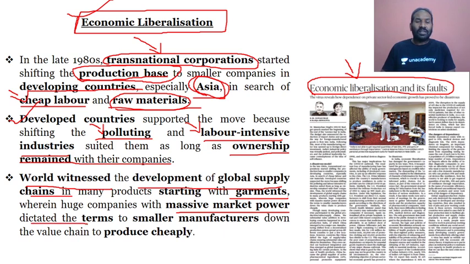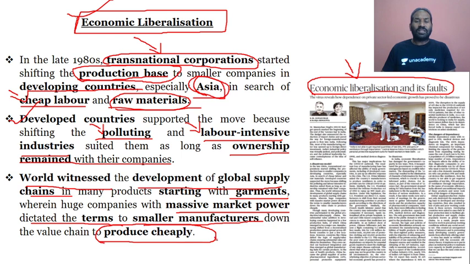They started dictating terms to whom? To the smaller manufacturers in the developing countries, which were used for their raw materials and their cheap labor, and were given cheap prices. So it was used very systematically, the dictating of terms took place, and this created a value chain to produce very cheaply.